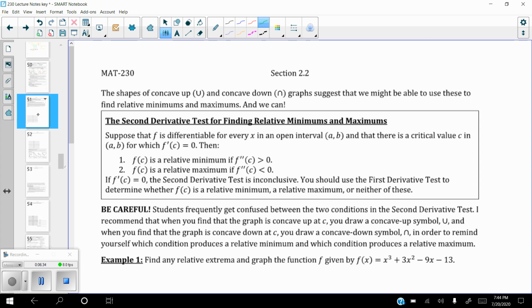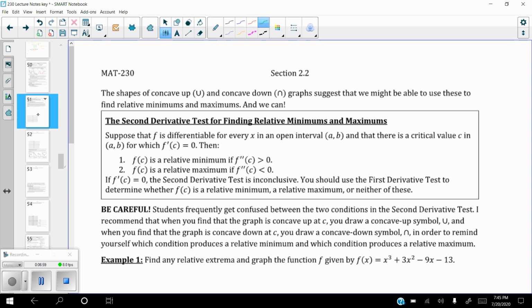So the idea is this. If we know that we have a critical value, so let's just say, for example, we've already done the first derivative, and we know that we have a critical value at a specific number. Well, at that number, if we can determine the concavity, we can determine whether it's a max or min. Let me explain what I mean.